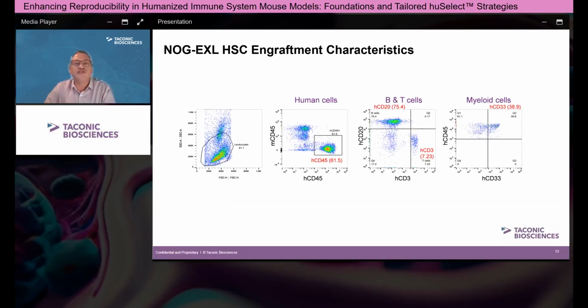So in the IL-3 and GM-CSF expressing NOG-EXL, this is typically what we see following engraftment. We'll see a nice healthy population of human immune cells present. This includes both B as well as T cells, but additionally here we start to see the appearance and expansion of human myeloid cells.